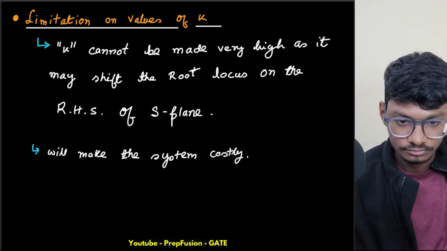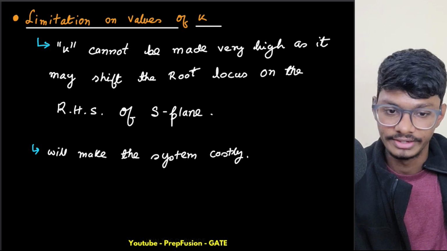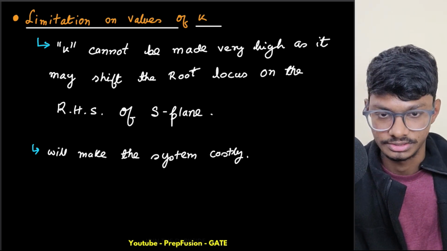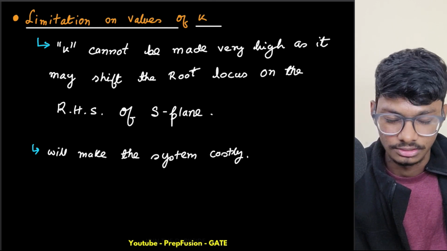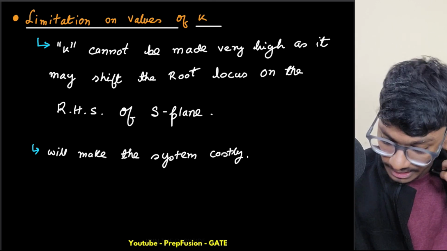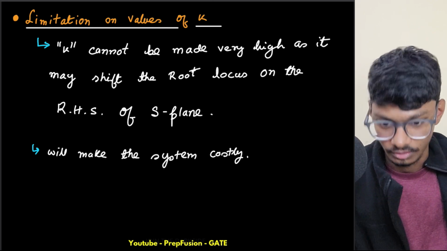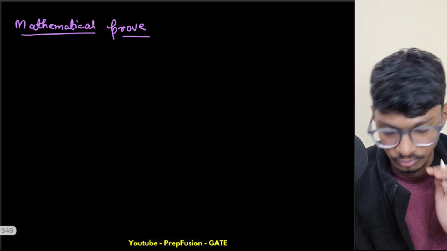Okay, so yeah, this is a very good explanation. This is taken from a very famous book of control systems. I have forgotten the name of that book, but obviously I have not made this example myself, this has been taken from the book. Okay, so let's now dive into the mathematical proof.